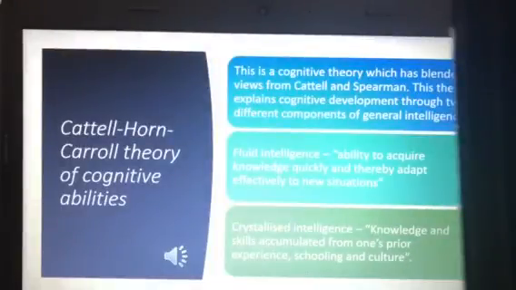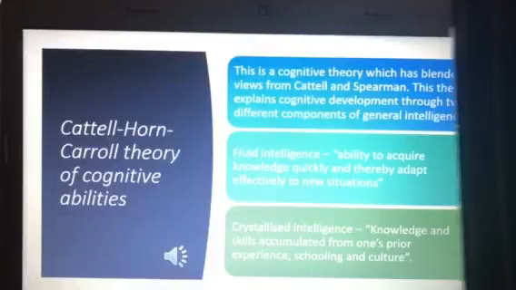This is a cognitive theory which has blended views from Cattell and Spearman. This theory explains cognitive development through 2 different components of general intelligence. First one being fluid intelligence, ability to acquire knowledge quickly and thereby adapt effectively to new situations. The second being crystallized intelligence, knowledge and skills accumulated from one's prior experience, schooling, and culture.